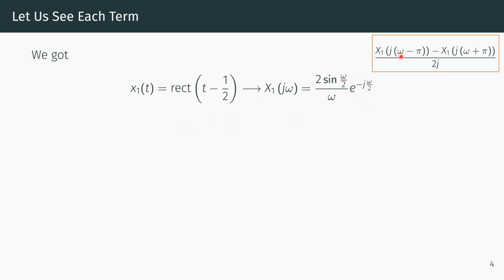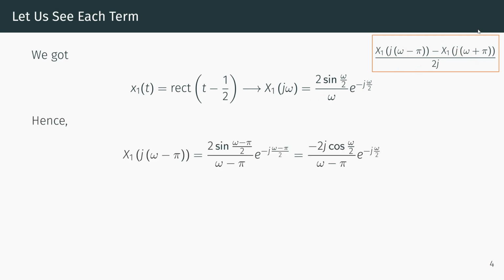Now we have to find out these two terms. Let us do that individually. So what is the first term? X1 of j times omega minus pi means that wherever there is omega, you have to replace it with omega minus pi. So that is what we did here. Here we have omega, replace that with omega minus pi. Here also we have omega, replace that with omega minus pi. So then let us invoke some trigonometric properties.